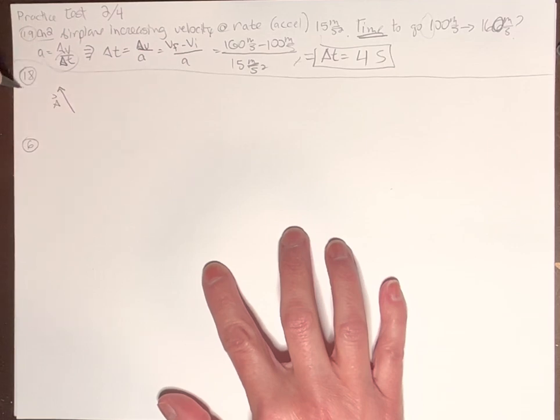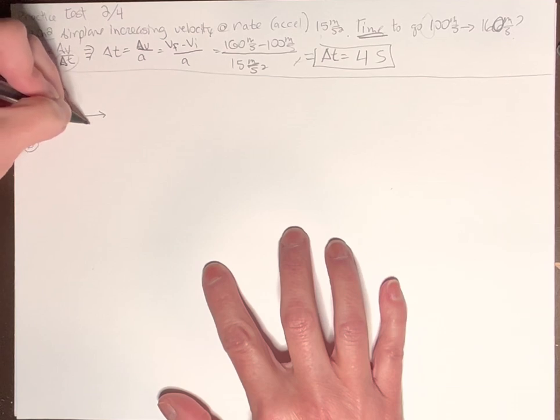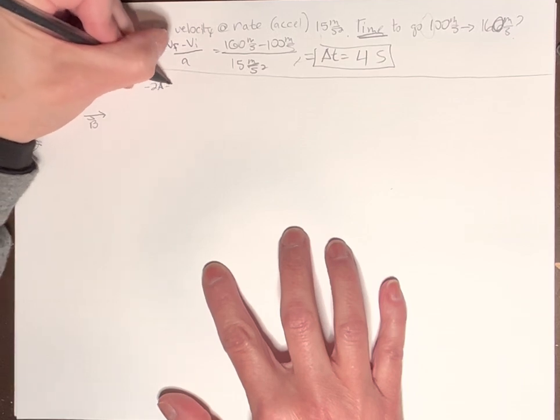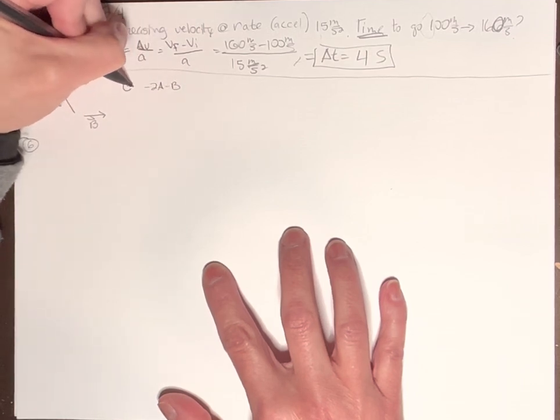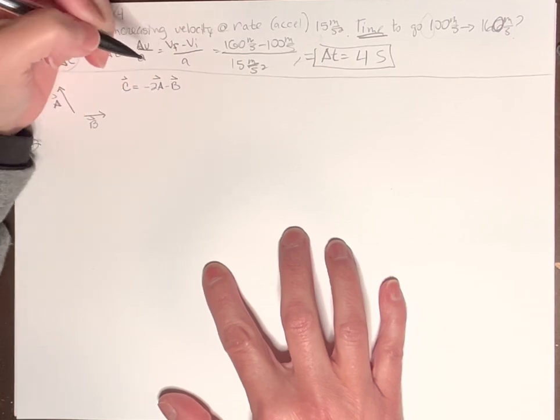If we look at 18, it is one of those fun ones. Looking at vectors, this is the beginning of chapter 3. Look at these slides if you're confused, but this is vector A, and then I'm told that this is vector B. Then it wants negative 2a minus b. So always give it a name. I'm going to call it C. C is negative 2a minus b. I need to draw it out.